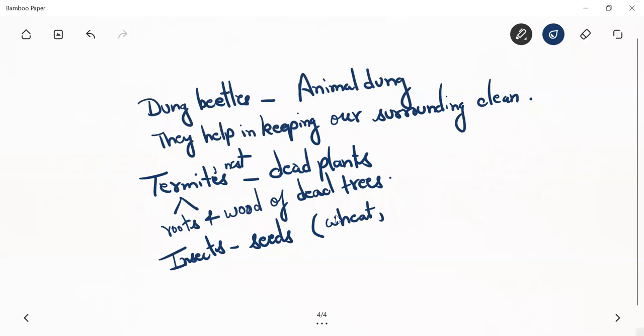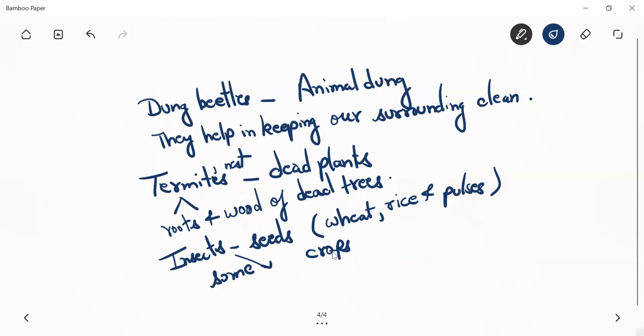Insects feed on seeds. Now, where will you find these types of insects? You'll find them in wheat, rice, and pulses. Some insects spoil our crops, don't they? They spoil our food grains. Yes, that is what our crops are.